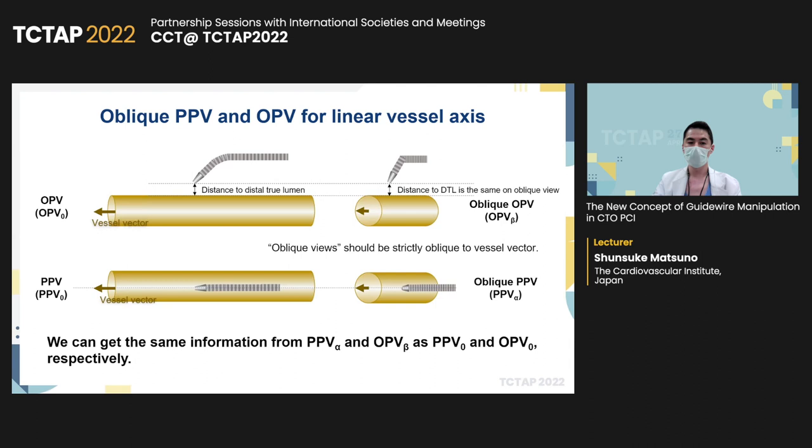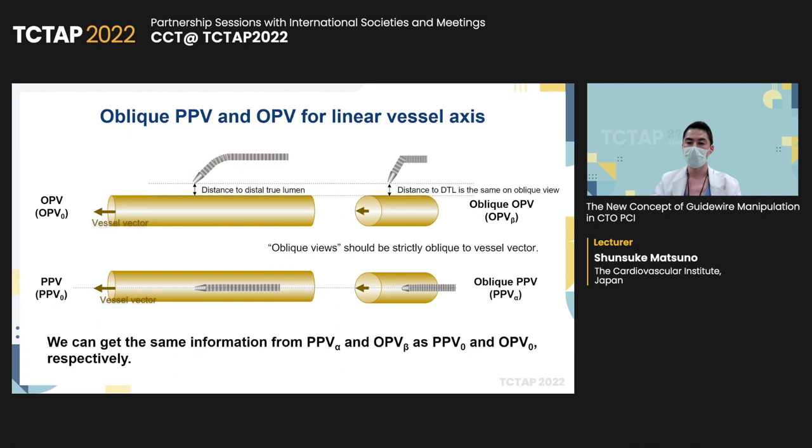Concretely, the distance from the guide wire tip to the distal true lumen is the same between OPV and oblique OPV. And we can also check if the guide wire course is keeping a straight line on oblique PPV. Therefore, we can get the same information from oblique PPV and oblique OPV as PPV0 and OPV0, respectively. Use of these oblique views can expand the application of the penetration plane method in daily clinical practice.